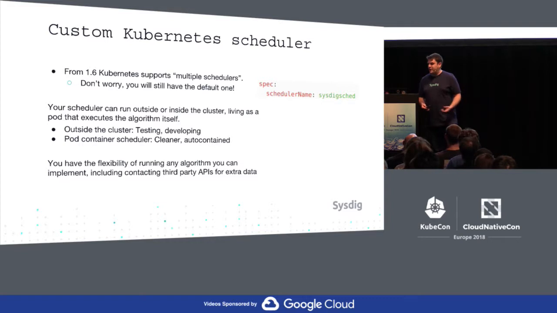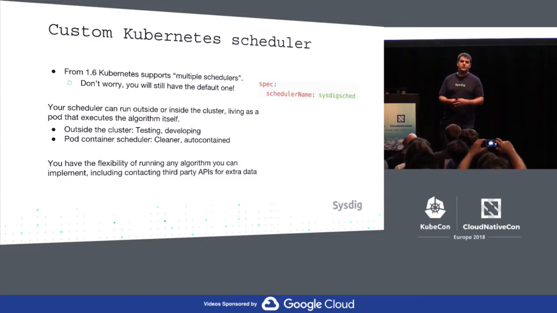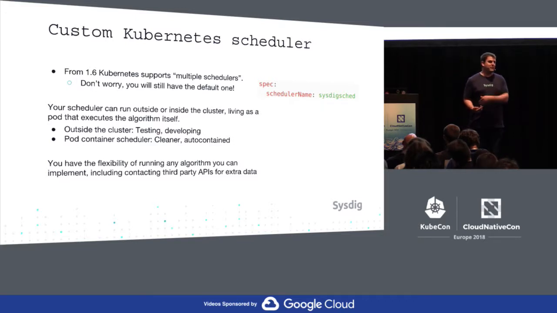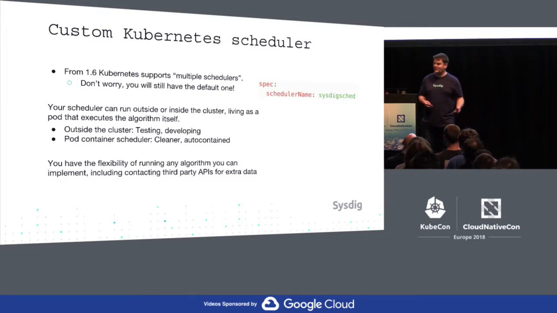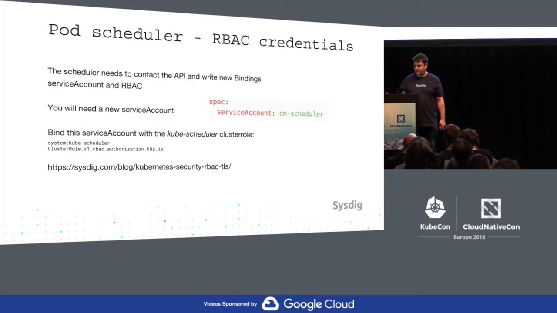What I would recommend is you run it outside the cluster for testing and developing, when you don't want to recreate the pod and deploy and do all these kinds of things. But eventually, when you have a proper version, it's much better if you run it inside because it's self-contained, it's a pod inside the cluster. It's not external software that you have to contact. And obviously, once you create your own scheduler, sky's the limit. Any API, any parameter you want to use for a scheduler, it's good.